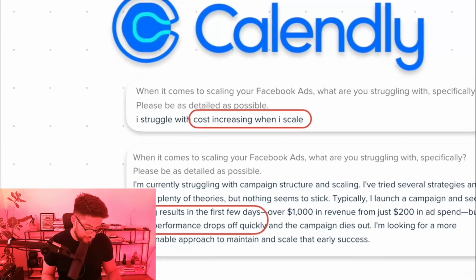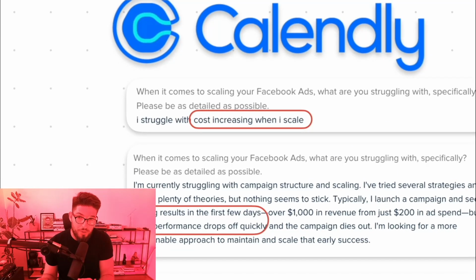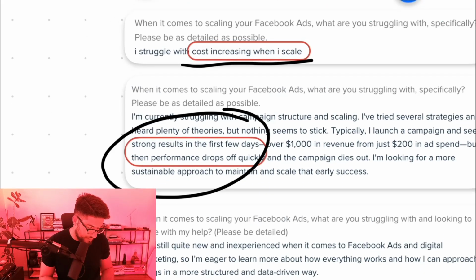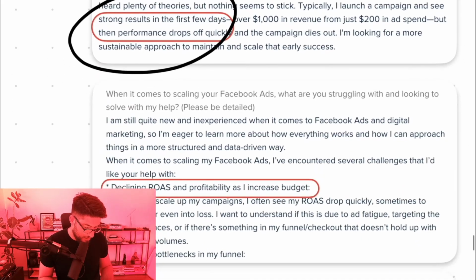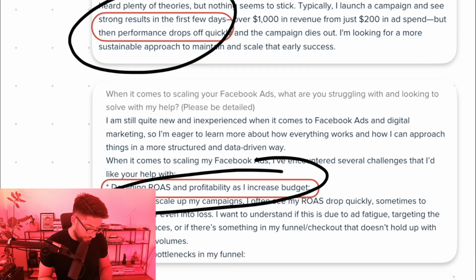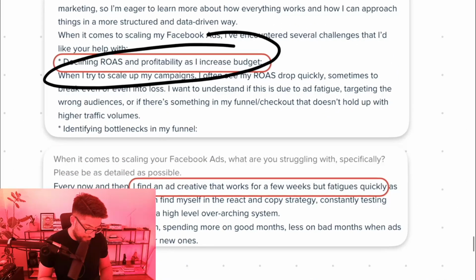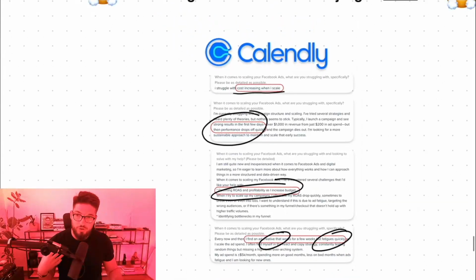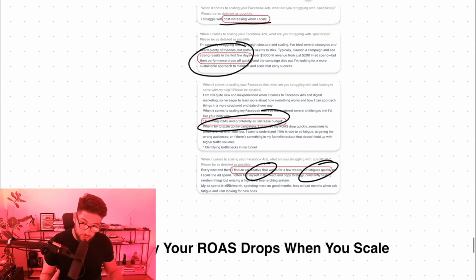As you can see there, these are real answers by e-com brand owners, by marketing agencies. I struggle with costs increasing when I scale. I've got strong results in the first few days, then performance drops off quickly. Declining ROAS and profitability as I increase budget. I find an ad creative that works for a few weeks but fatigues quickly. Over and over again, I see the same thing, not only for the accounts that I operate, but also for strangers that book calls with me, and also for people that I coach on these group calls. Everybody has the same thing, right?